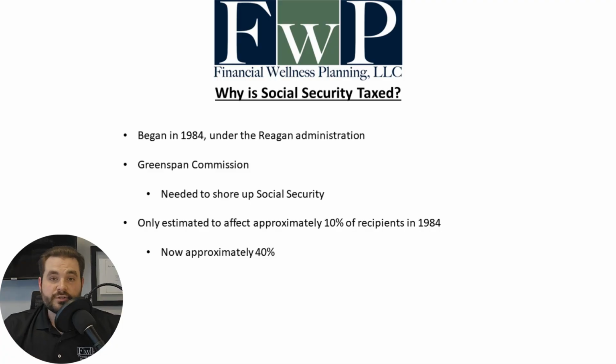The first thing that you should understand is why Social Security is taxed in the first place. During the Reagan administration, President Reagan tasked Alan Greenspan with figuring out how they could shore up Social Security. Social Security was facing a funding issue because they were paying out more than what they were actually receiving. So what they determined is that they should begin taxing Social Security benefits on those that made a significant amount of money in addition to their Social Security benefit.